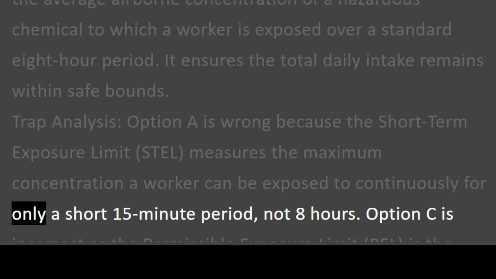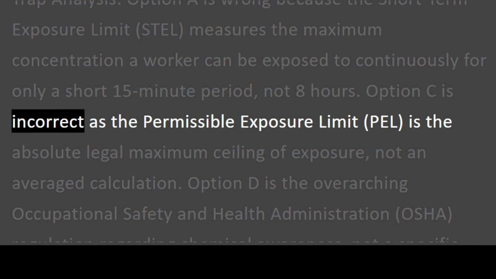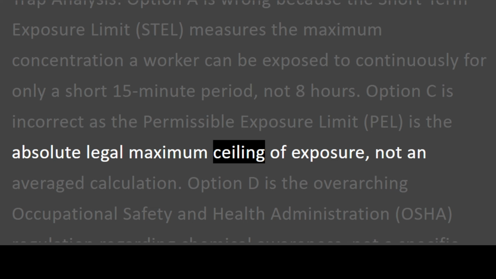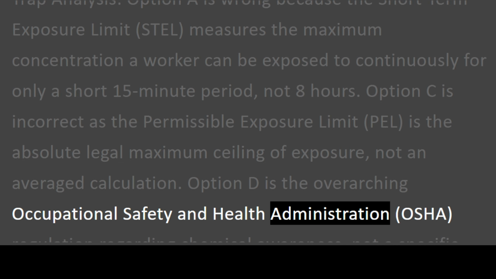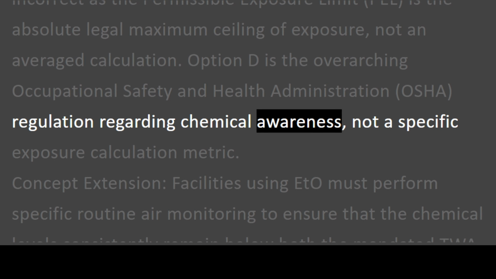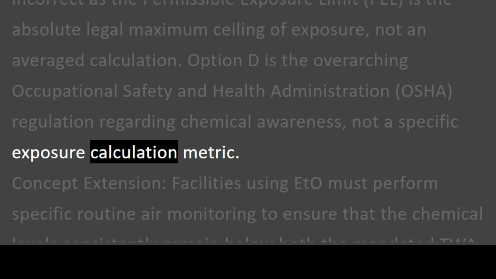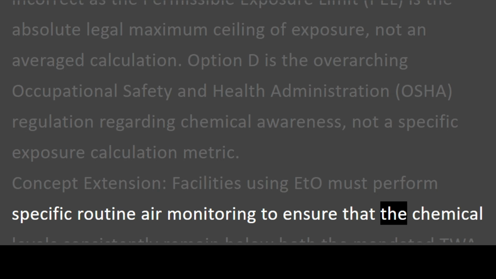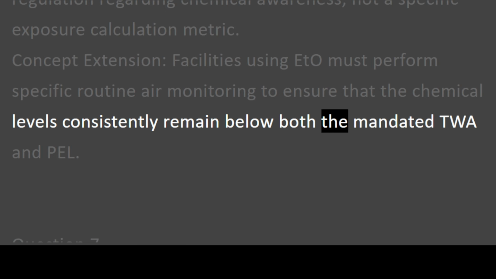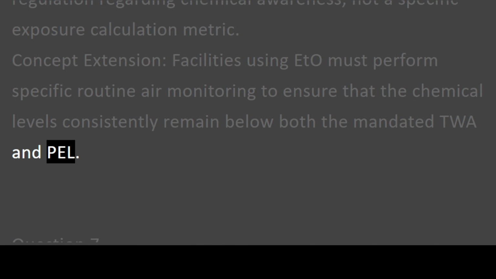Option A is wrong because the short-term exposure limit, STEL, measures the maximum concentration a worker can be exposed to continuously for only a short 15-minute period, not 8 hours. Option C is incorrect as the permissible exposure limit, PEL, is the absolute legal maximum ceiling of exposure, not an averaged calculation. Option D is the overarching Occupational Safety and Health Administration, OSHA, regulation regarding chemical awareness, not a specific exposure calculation metric. Concept extension. Facilities using ETO must perform specific routine air monitoring to ensure that the chemical levels consistently remain below both the mandated TWA and PEL.